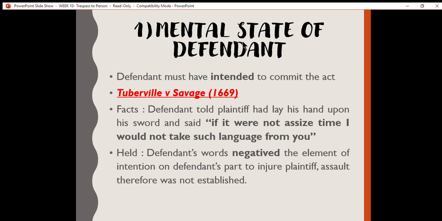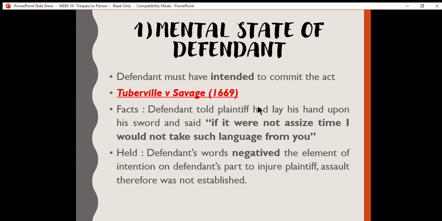Okay, the first element of assault that the claimant must prove is the mental state of the defendant. The defendant must have intended to commit the act. So the defendant must have the intention to do assault. So this is very important to be established. Okay, however, this element can be negatived by his own words or by conduct. Okay, for example, you may refer to this case, Tuberville v Savage, 1669. So what happened in this case?